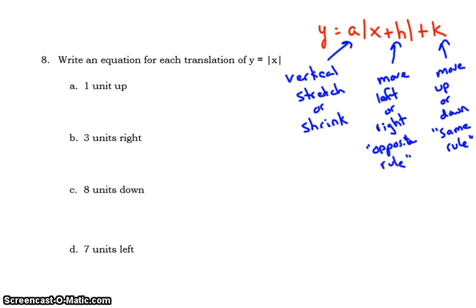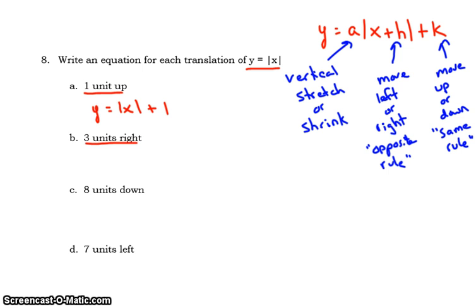And in addition to knowing those translations, we're going to have to write functions based on those translations. Right now we're working on absolute value, but eventually we're going to be using parabolas as well when we do our translations. So if I have the parent function y equals absolute value of x, and I want to translate that 1 unit up, remember up or down is on the outside of the absolute value. And if I want to go up, I'm going to go positive 1 because that's the same rule. We go in the same direction as the sign.